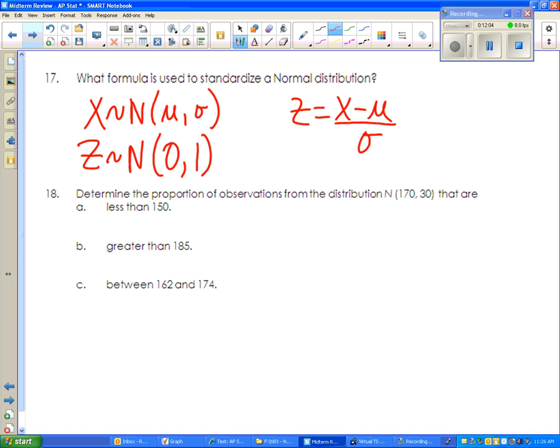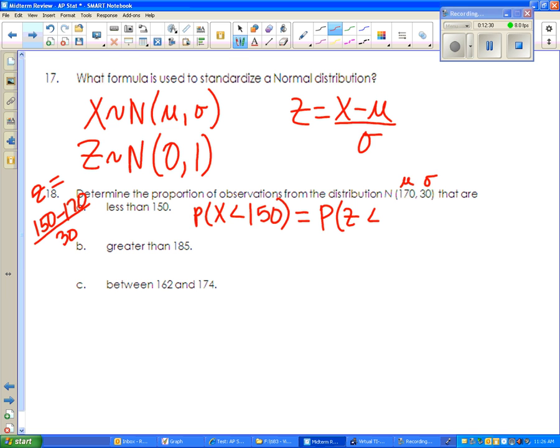In number 18, determine the proportion of observations from the normal distribution. You're given that the mean is 170 and the standard deviation is 30. If you want to know the proportion of observations that are less than 150, the 150 is the X. I'll do the work off to the side. I'm looking at 150 minus 170 over 30, and that's going to be my Z score. Z ends up being negative 0.667.